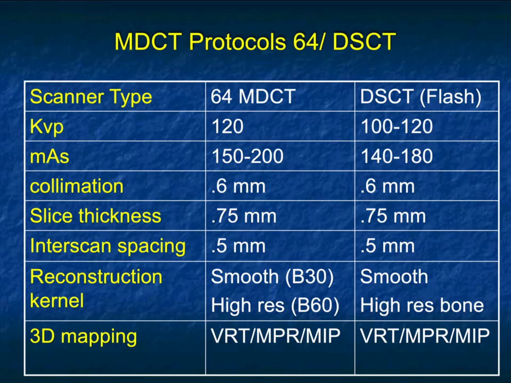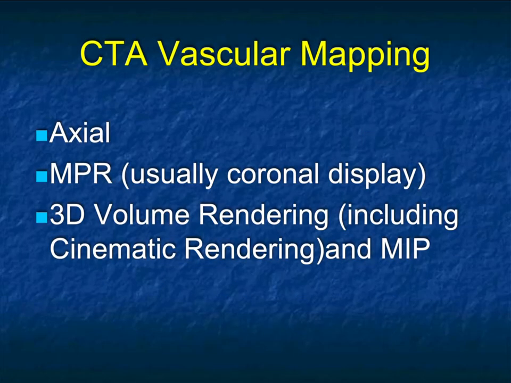We like to do a millimeter or less. We're doing 0.75 every 0.5. We have a new photon scanner. We're routinely doing 0.8 every 0.6. Again, you want to make a smooth algorithm. And the 3D mapping will include volume rendering, including both classic volume rendering and often cinematic rendering, and then MIP, as well as routine coronal and sagittal views. So putting all of these together, this vascular mapping becomes very important because looking only at slices will really limit what you can see.